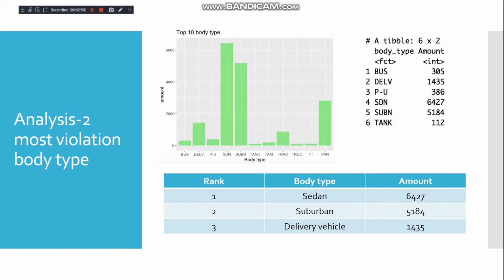But we also see from other portions of data that a lot of this actually has to do with street cleaning and that sort of thing. So it would make sense why passenger vehicles, why sedans and Suburbans, were receiving the most violations by far.